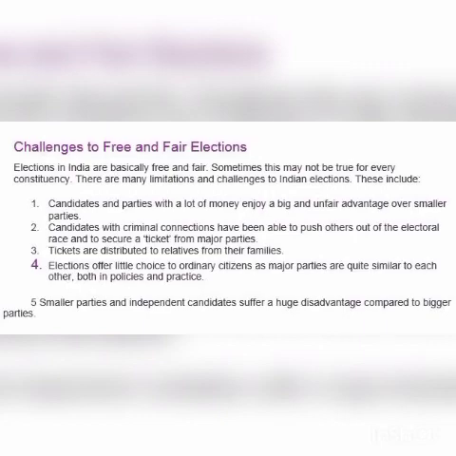Some families tend to dominate political parties. Tickets are distributed to relatives from these families. Very often, elections offer little choice to ordinary citizens, for both the major parties are quite similar to each other, both in policies and practice. Smaller parties and independent candidates suffer a huge disadvantage compared to bigger parties.